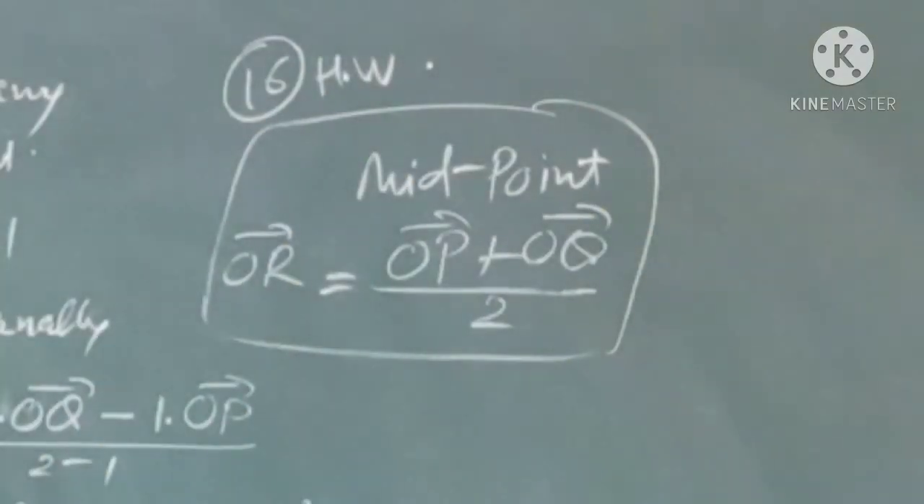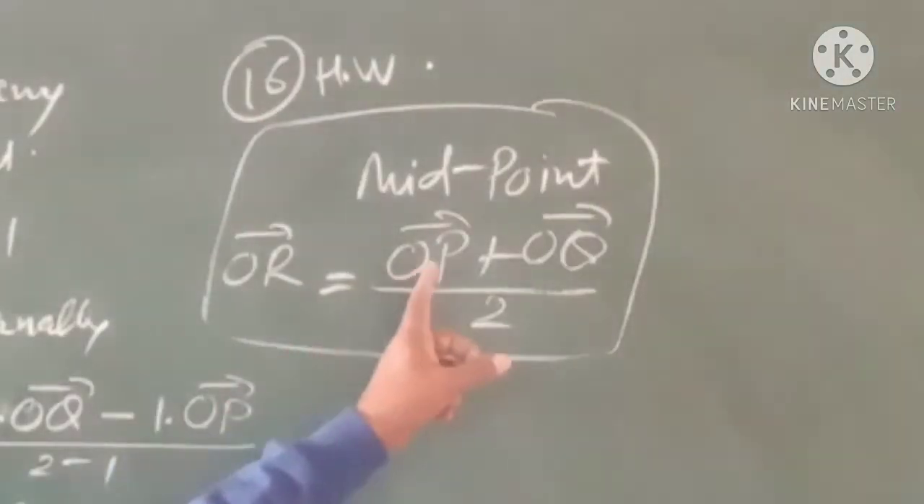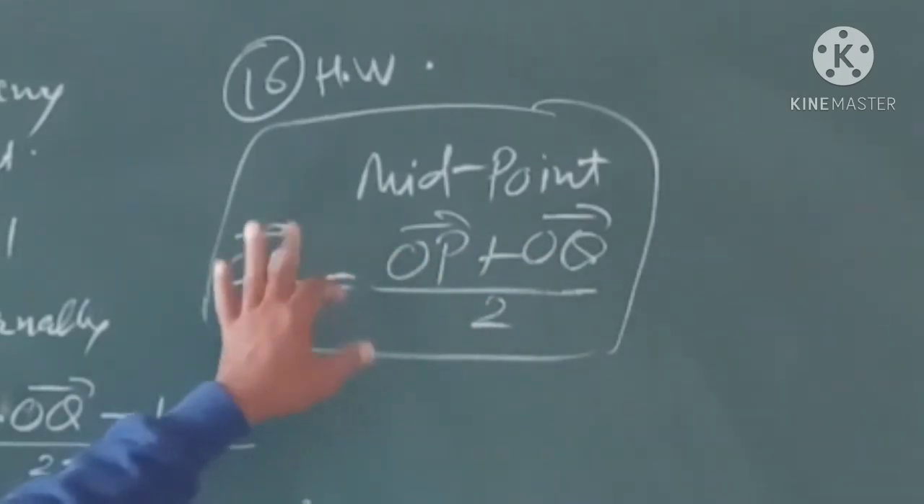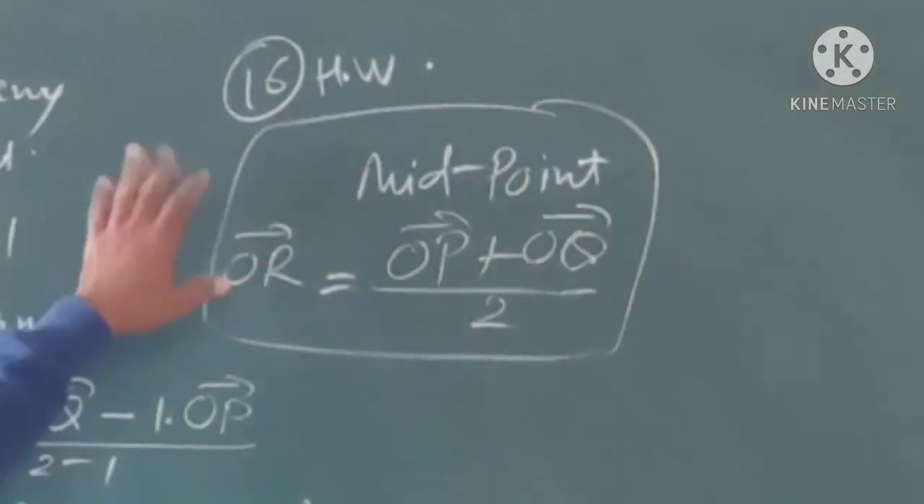Okay, next question number 16. You have to find the position vector of the midpoint. So OP plus OQ divided by 2 gives you the position vector of the midpoint. So question number 16, try at your home.